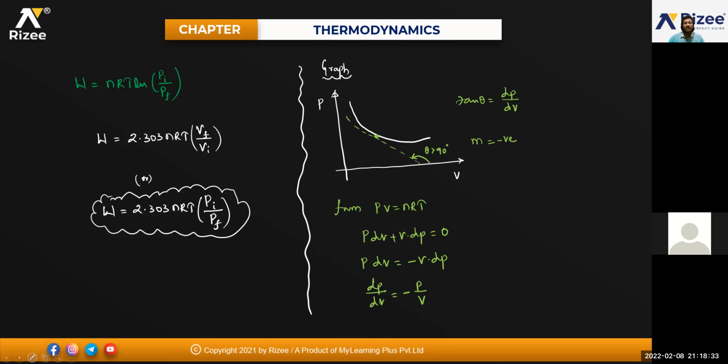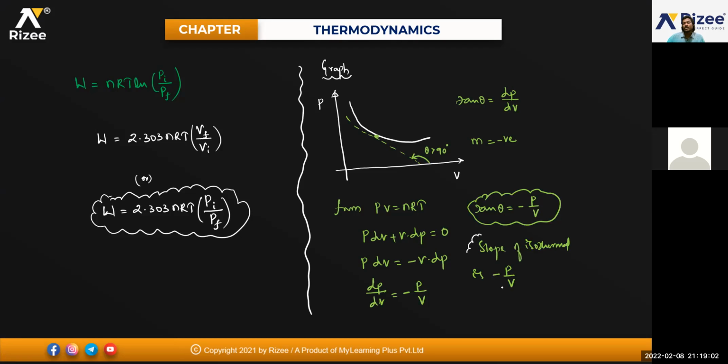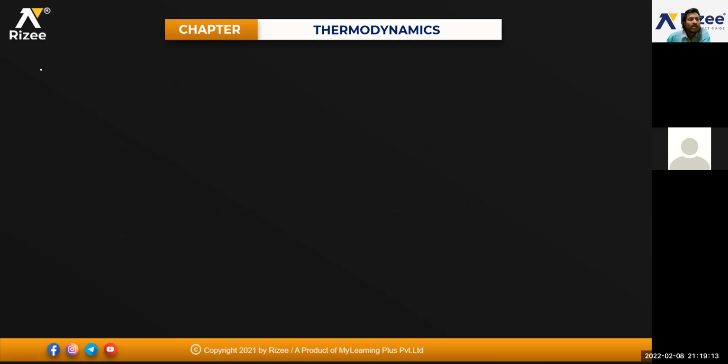Therefore tan theta will be equal to minus P by V. That means the slope of this one will be equal to how much, beta? Slope of the isothermal graph, the slope of an isothermal is minus P by V. Clear? Very important, beta. So tan theta is negative. That will be equal to how much? Minus P by V. Next one.